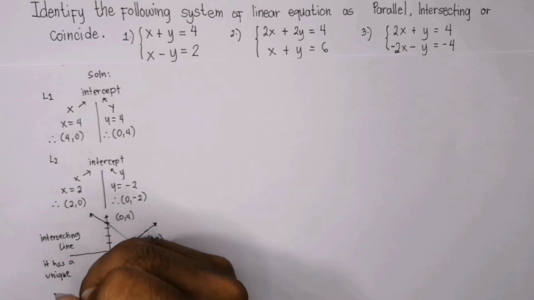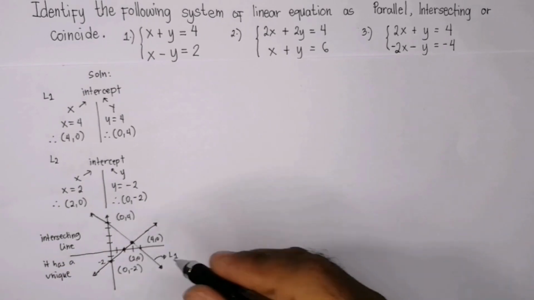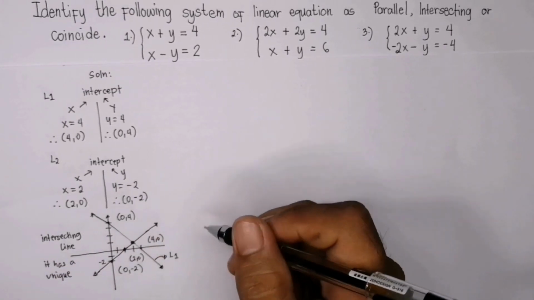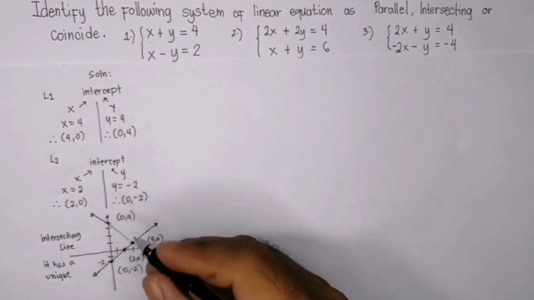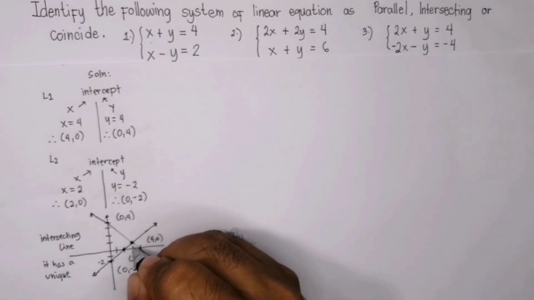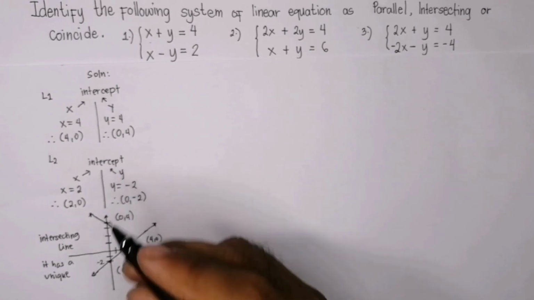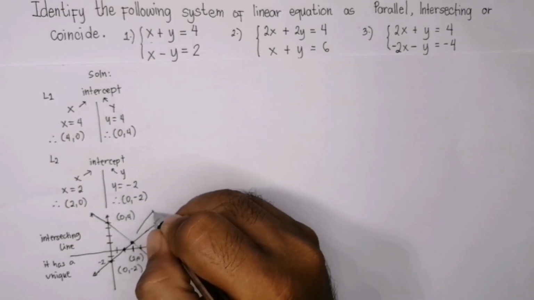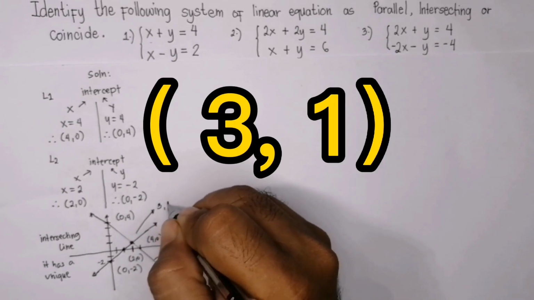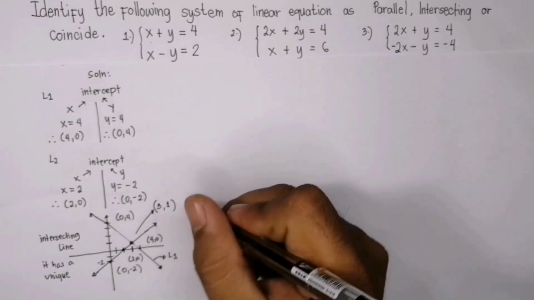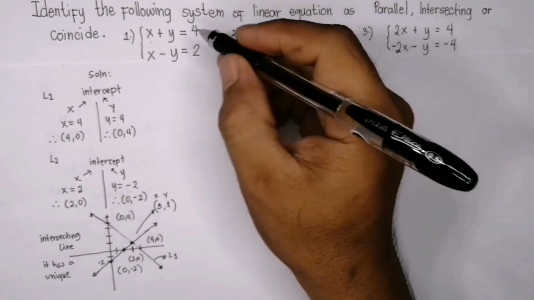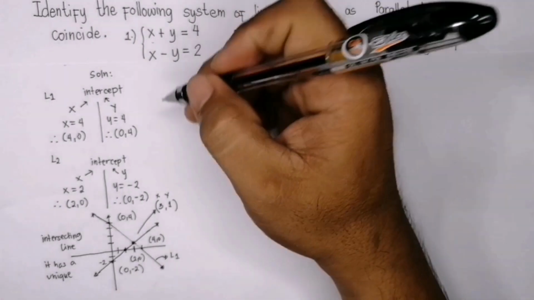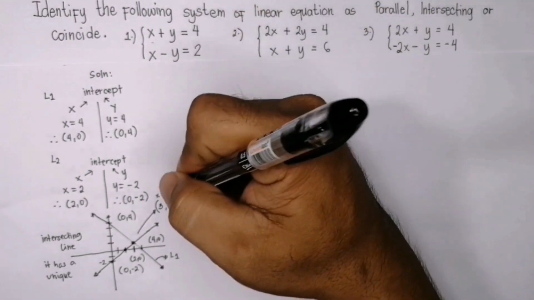Meaning to say, it has only one solution for the value of x and for the value of y, which will be used to satisfy this equation. Okay, so here, based on the graph, we have 3 and 1. So our solution is 3 and 1. Let us try to check if this value of x and value of y satisfy the given line 1 and line 2 equations. So let us substitute.